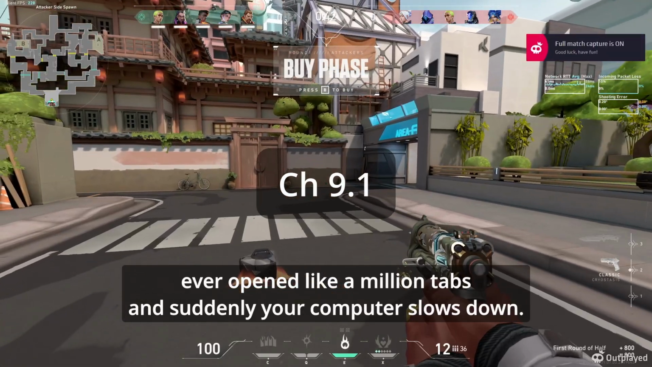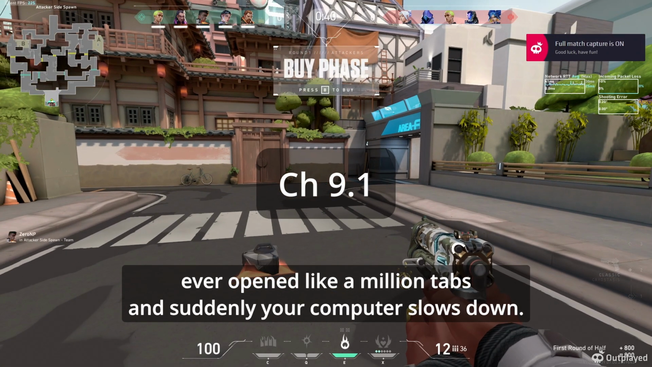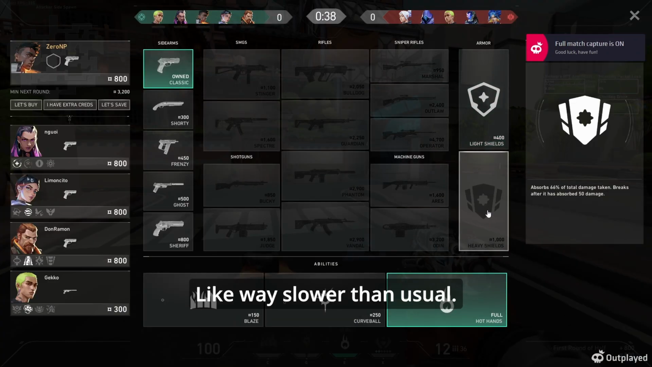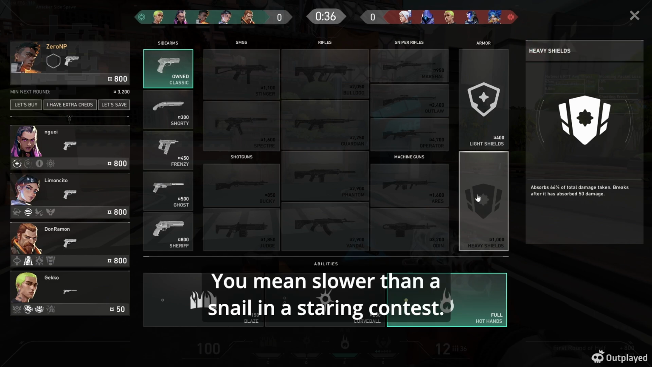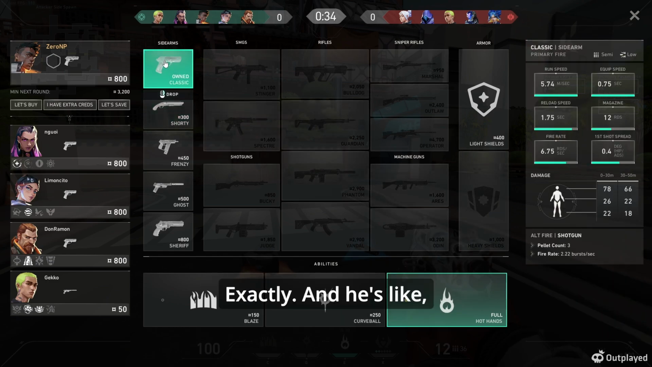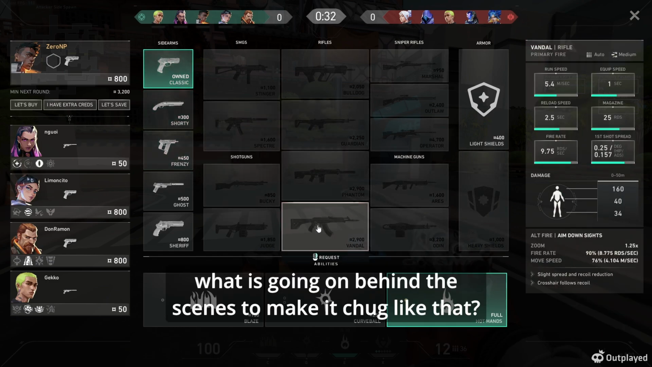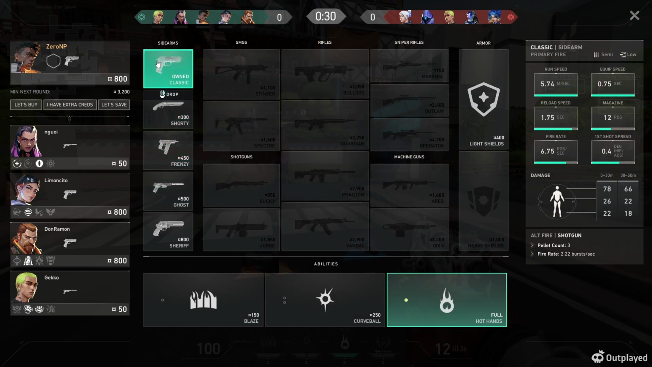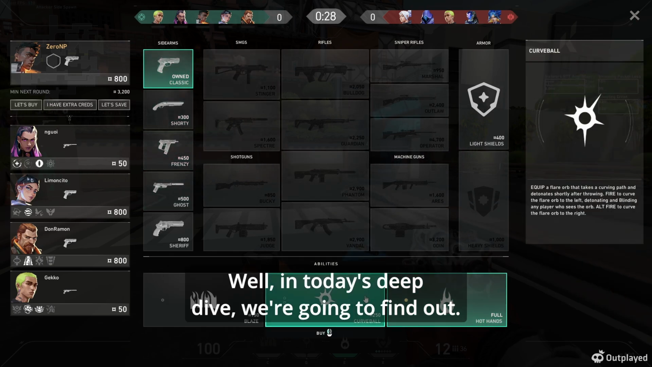Ever opened like a million tabs and suddenly your computer slows down, like way slower than usual? Wait, you mean slower than a snail in a staring contest? Exactly. And it's like, what is going on behind the scenes to make it chug like that? Well, in today's deep dive, we're going to find out.